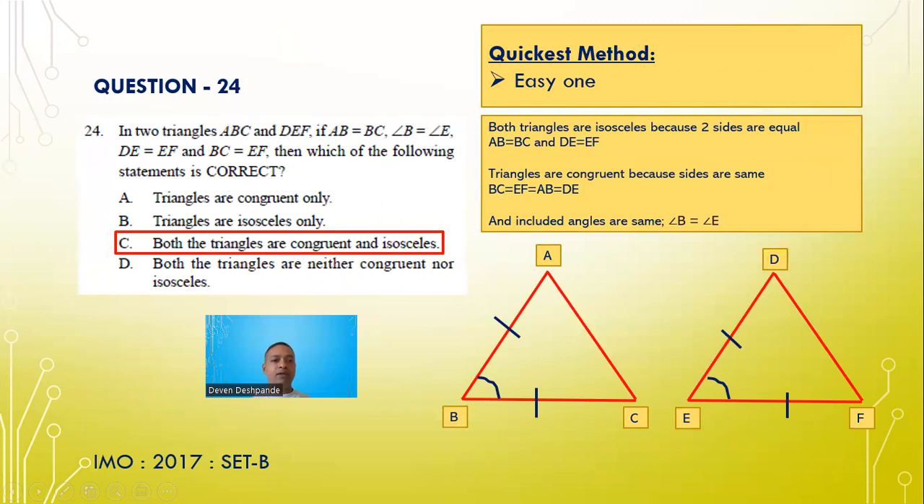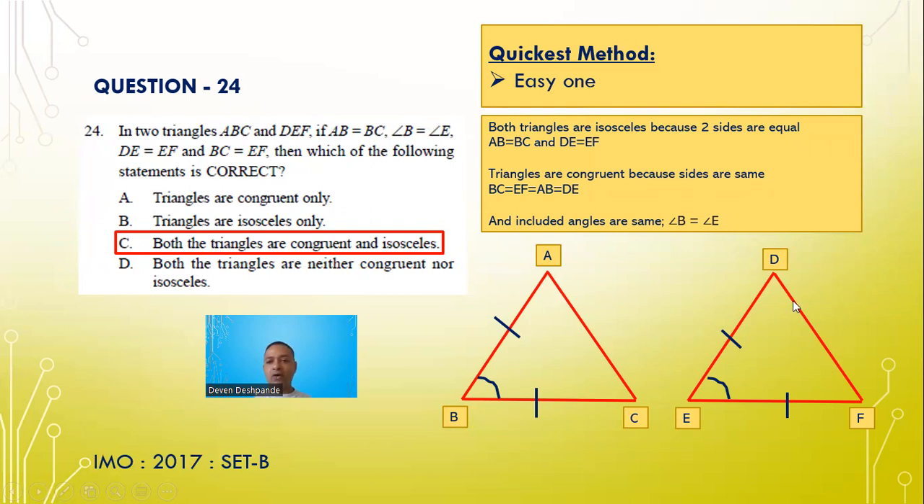Okay, next one. In the two triangles ABC and DEF, if AB is equal to BC and angle B is angle E, so AB is equal to BC and angle B is the same as angle E. Also, DE is equal to EF, and BC is equal to EF. What this means is all the four sides are the same. AB is equal to BC, BC is equal to EF, and EF is equal to DE. So all the four sides are the same, and the included angle also is the same. So the triangles are also isosceles because two sides are the same and the included angle is the same. So triangles are isosceles.